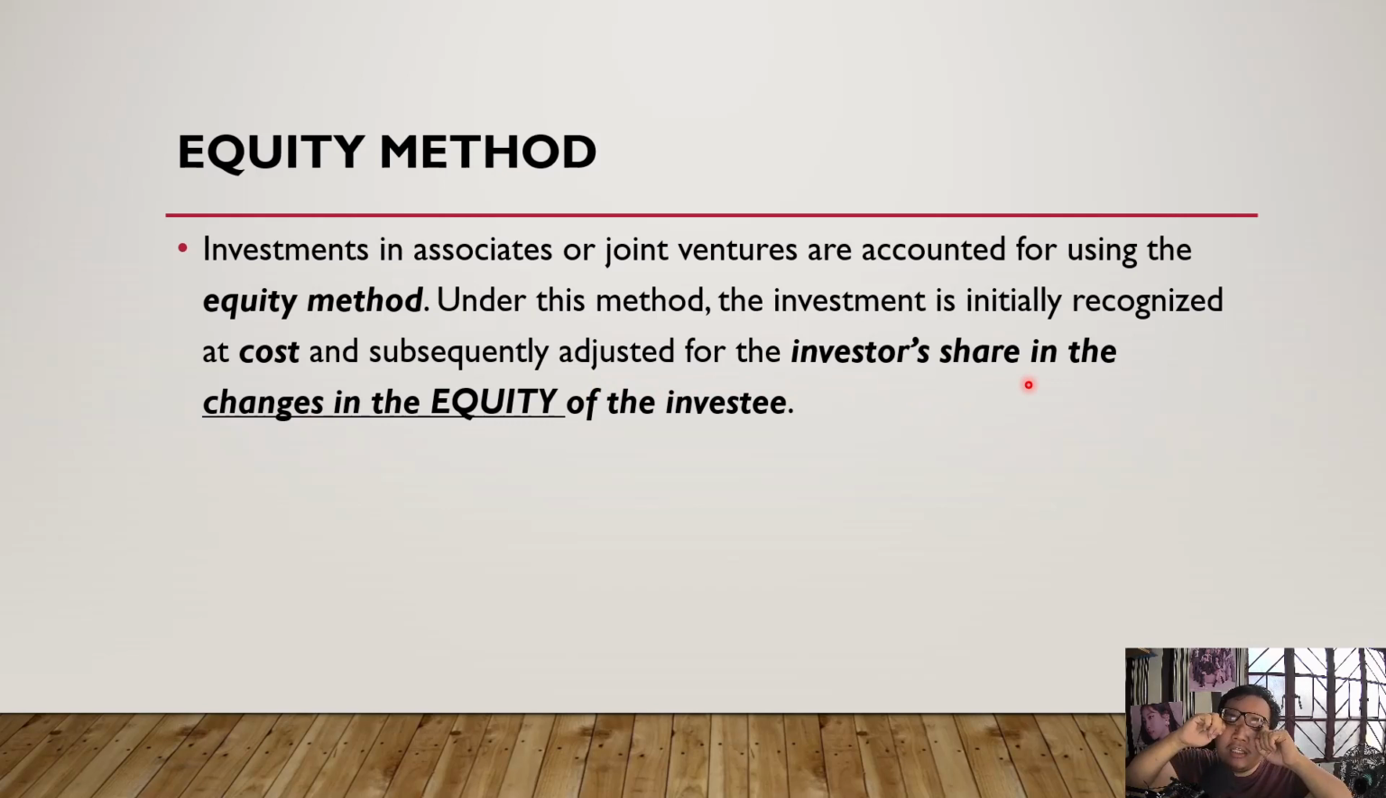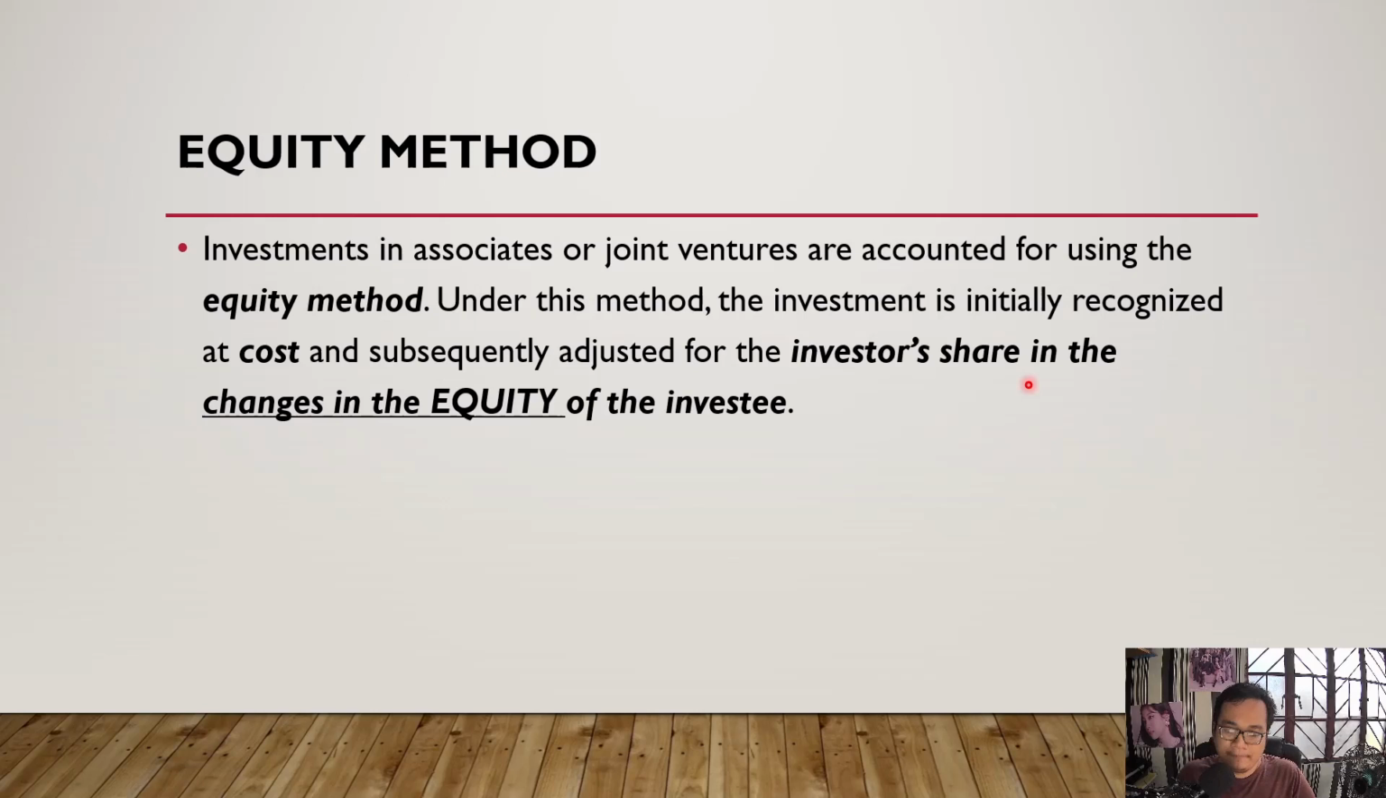So, meaning yan, yung subsequent measurement mo under the equity method is kung ano yung mga transactions that affect the equity of the investee. Yun yung magkakaroon ng effect sa iyong investment in associate or joint ventures. Ulitin natin, initial measurement at cost. Subsequent measurement, paano madedetermine? Those transactions that have an effect over the investee's equity, magkakaroon yun ng effect sa iyong investment. Ganun kasimple.